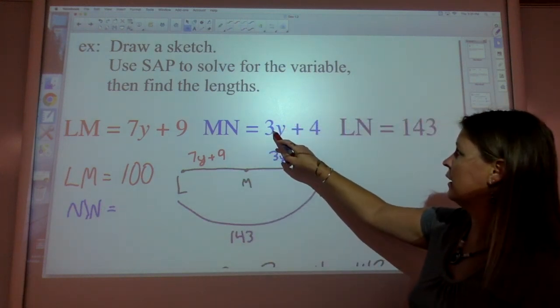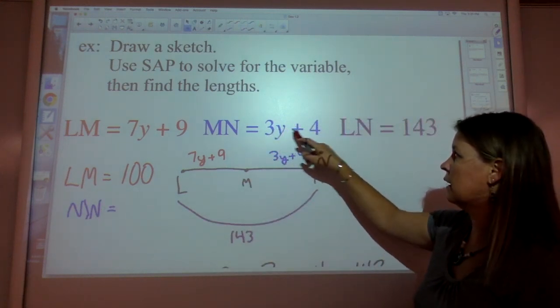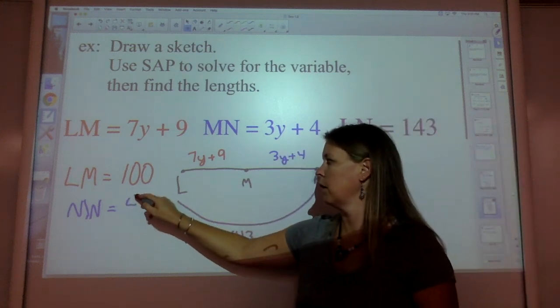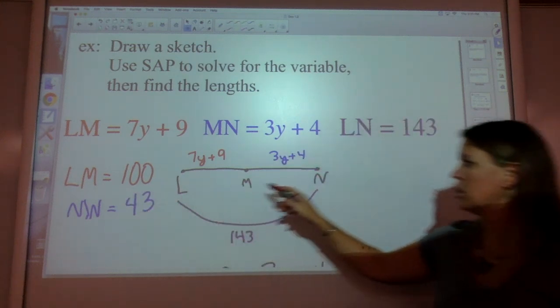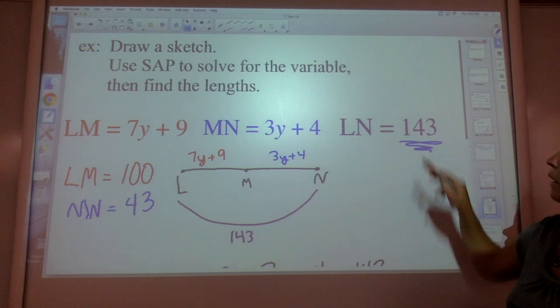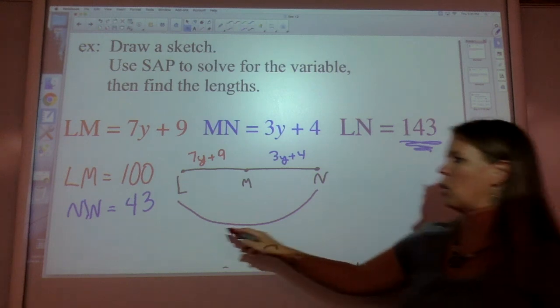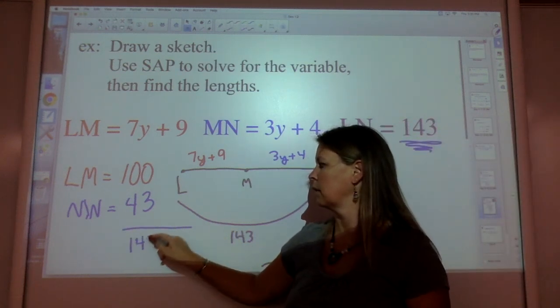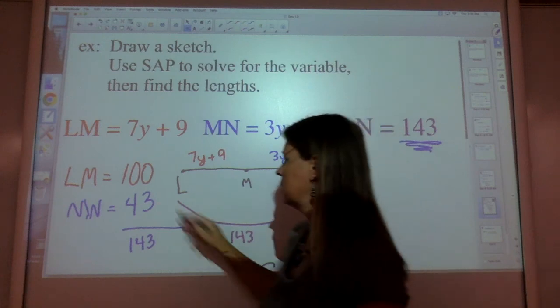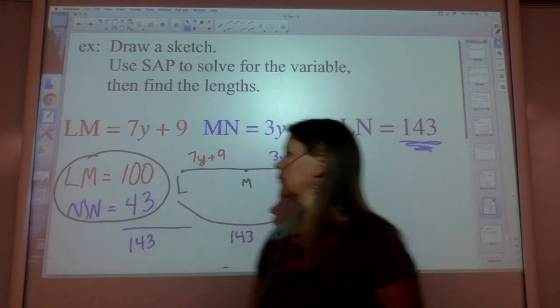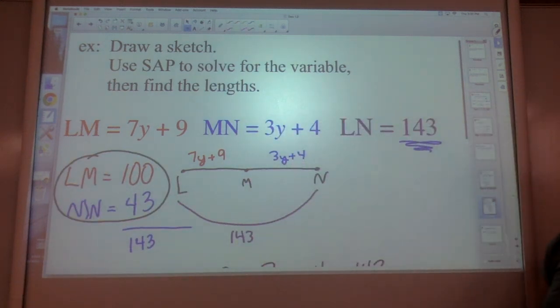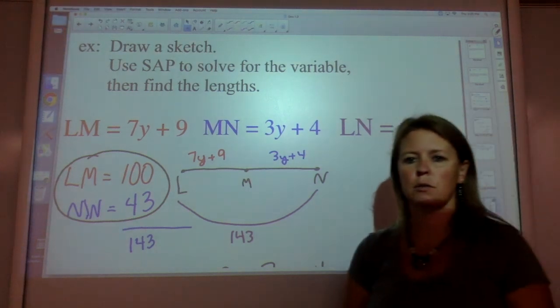Then you plug in for MN, and you plug that in here. 3 times 13 is 39, and 39 plus 4 is 43. And then you make sure when you're done that the segment addition postulate works, and you get a total of 143 altogether. So if we add this up, those are your 2 final answers. Remember to do the geometry, not just the algebra.